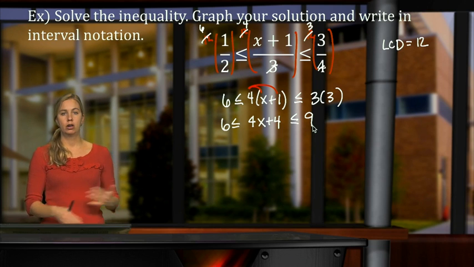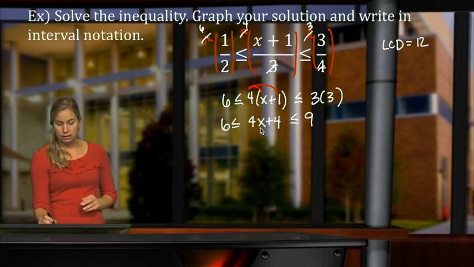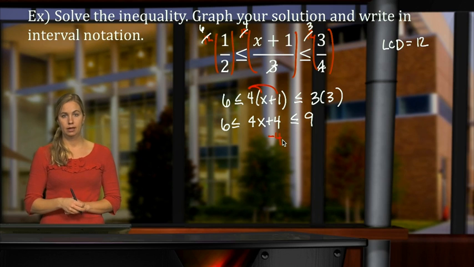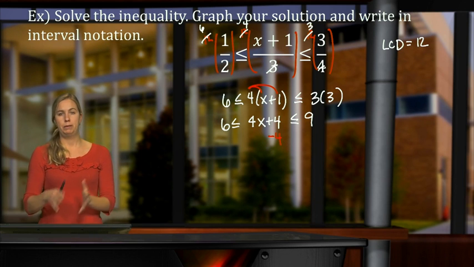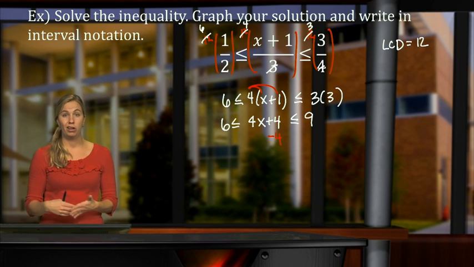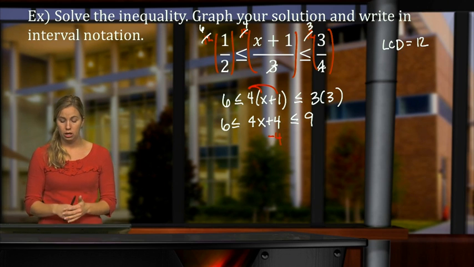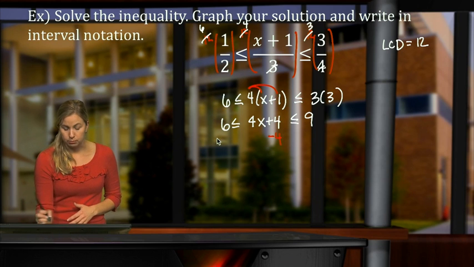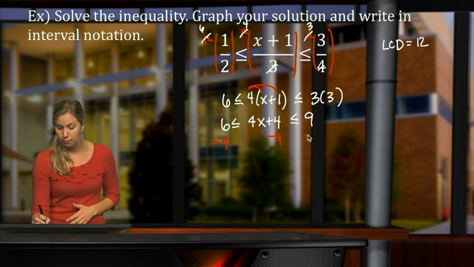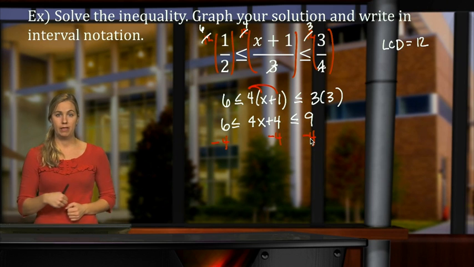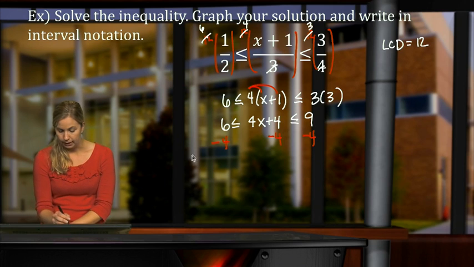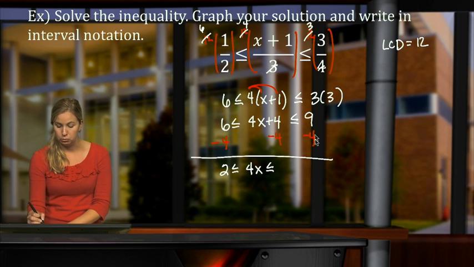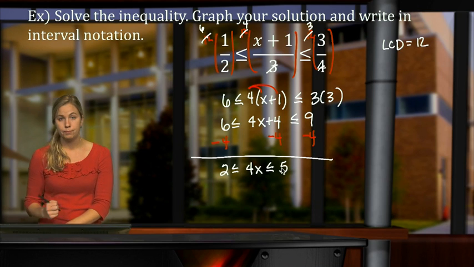And now here's where we start isolating x. We know that to get x by itself, we need to subtract 4 from this middle piece. Now we see that there's 3 pieces in this inequality. This is called a compound inequality, which we're going to see more of in another section. But this is a real quick introduction to this. Since I'm subtracting 4 here, I'm going to subtract 4 from every piece of that inequality. We get 6 minus 4 is 2, is less than or equal to 4x, is less than or equal to 9 minus 4 is 5.